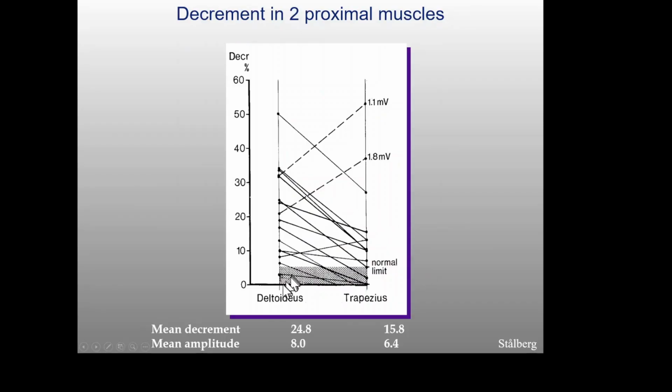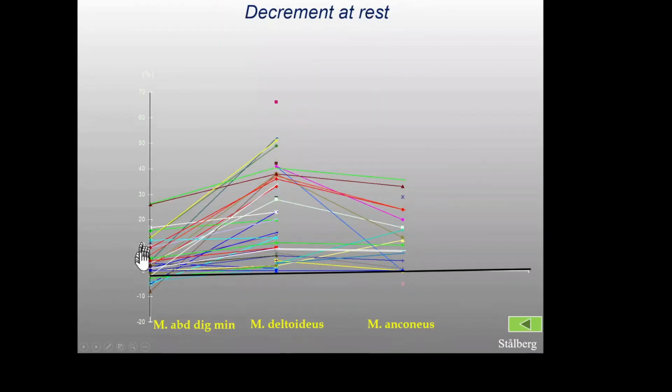Here we have a comparison of decrement within the same patient for deltoid and trapezius, and you see here how the decrement in deltoid was 50% and in trapezius 25%. Here it was 32% and 12% and so on. It's nearly always deltoid that has a larger decrement than the trapezius, but exceptions are also seen. And here is a similar plot comparing the abductor digiti minimi and the higher, more pronounced decrement in deltoid and a little less in anconeus.